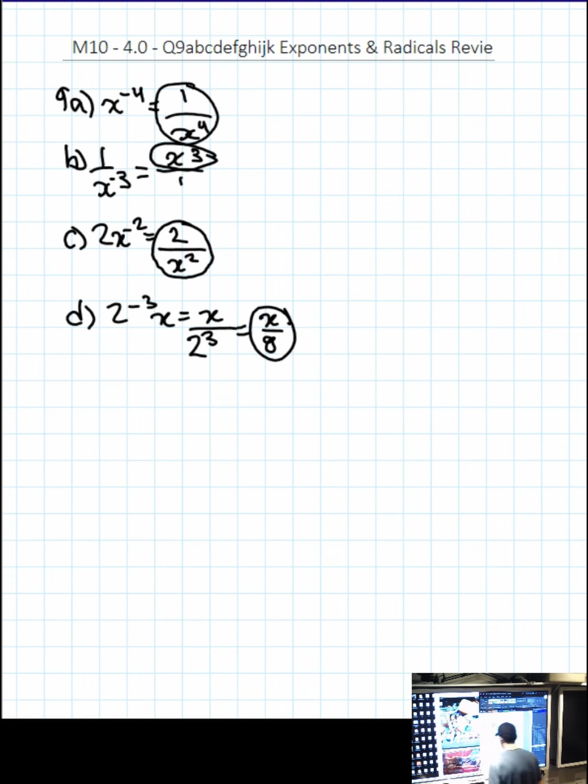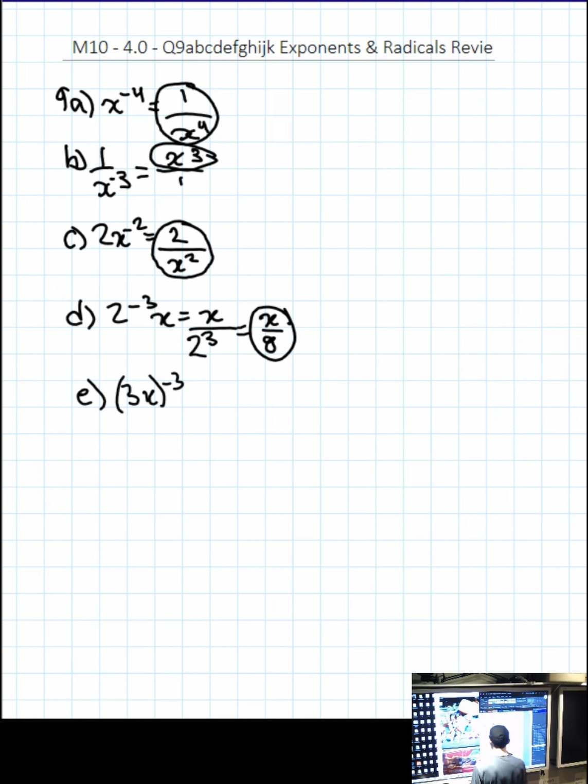So be really careful. The thing with the negative exponent comes to the bottom or the top and becomes positive, but things without negative exponents stay where they are. Okay, E. So this time we have 3x to the negative 3.